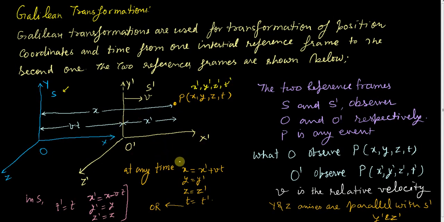Now at any time t, you know that this x from P to O is equal to vt plus x prime written here, and the perpendicular components along the y-axis and z-axis remain the same, right? Because the event height is the same for both observers, and along the z-axis also. So y is equal to y prime, z is equal to z prime, t is equal to t prime. So this is the main point in the Galilean transformation.